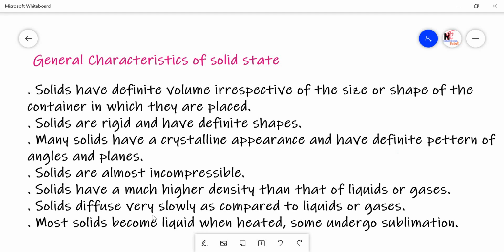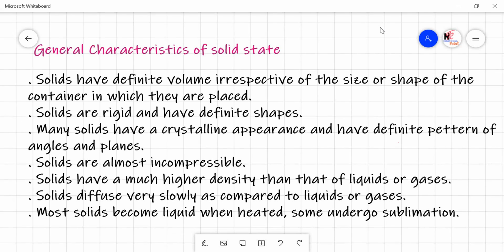This is because in solids there are strong attractive forces among the particles, hence they cannot move out of their position. Most solids become liquid when heated. Some undergo sublimation because when you heat a particular solid, the attractions between the particles in solid become weak and the solids become liquid, and in case of iodine and camphor, the type of the solids, they directly undergo sublimation. Now let us see the types of solids.